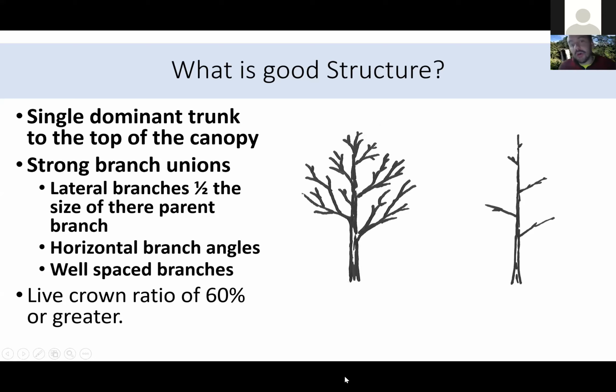Good structure also means that we have strong branch unions. This means that we want our branches to have collars, right? So we want them to be small enough that they form collars, half the size of the parent branch or less. It also means that we want them to have wide angles. Horizontal branch angles are stronger, kind of counterintuitively in some ways, than vertical angles, right? Like branches that are more outward than upwards are stronger.